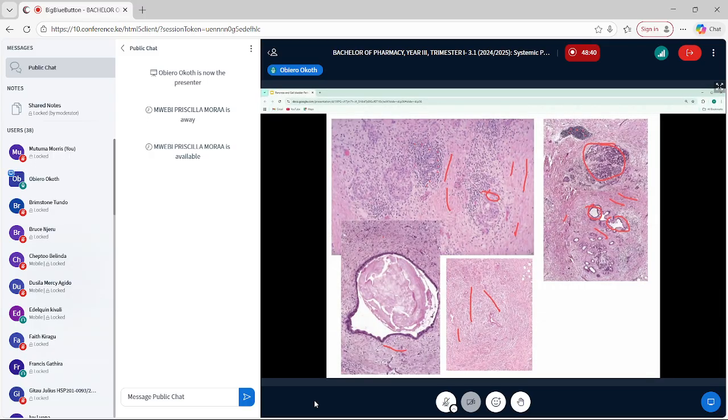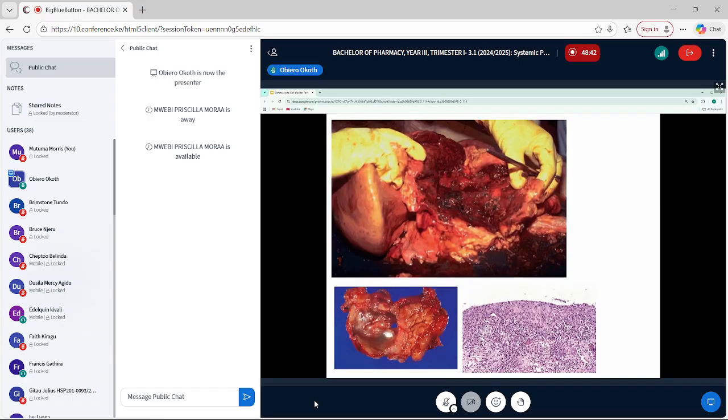Just chronic inflammation. Okay. A pseudocyst is when something forms like a cyst without a lining. This is the liver. No, that's not the liver. That is the spleen. This is the pancreas. This is the pancreatic wall.